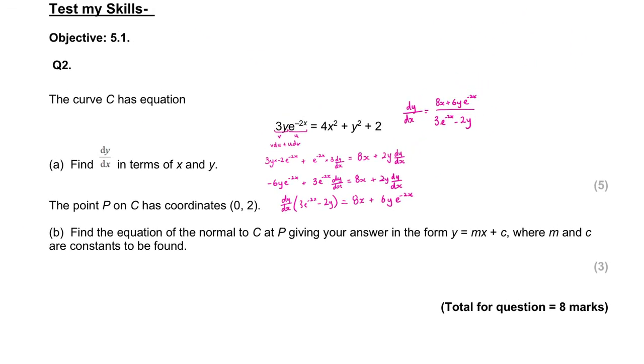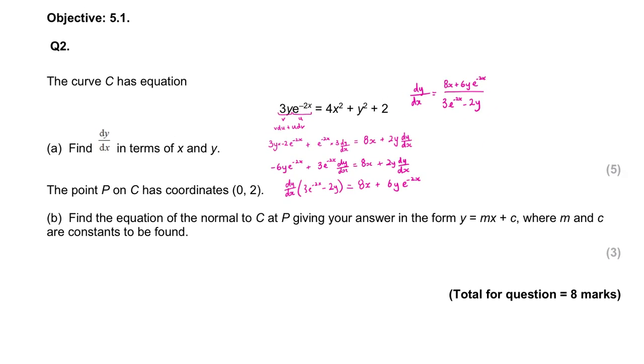That was part A, a nice easy 5 marks. It says point P on C has coordinates (0, 2). Find the equation of the normal to C at P. Well, for the equation of a straight line, we need a gradient and we need a coordinate. What do we have so far? We have a coordinate (0, 2). If I substitute 0 and 2 into here, I'm going to have the gradient of the tangent. So let's find the gradient of the tangent first.